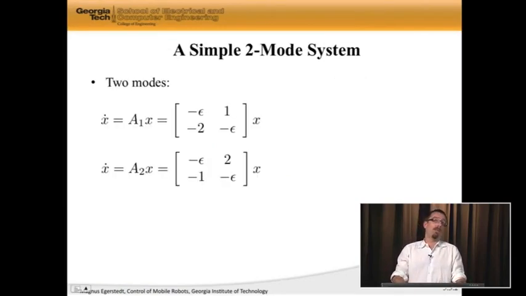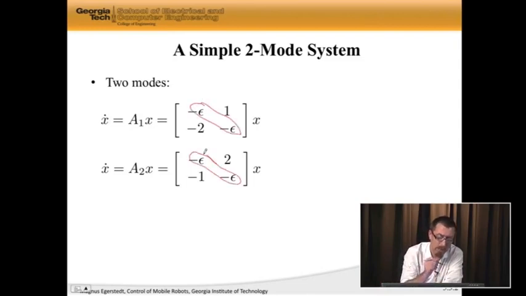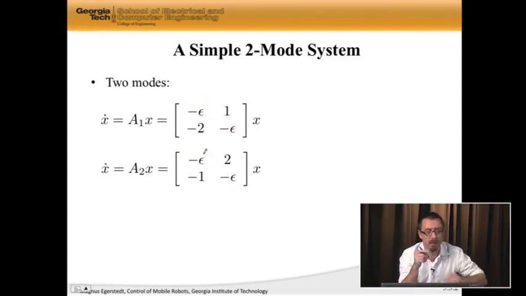Well, let's start rather modestly. Let's say that I have two modes. I have x dot is equal to A1x and x dot is equal to A2x. And these A1 and A2 matrices look rather innocent, if you ask me. Some small negative value on the diagonals, same small diagonal negative values here, so epsilon is positive. And then on the off diagonals, you have 1 and negative 2 here, and you have 2 and negative 1 there. Well, let's check the eigenvalues.